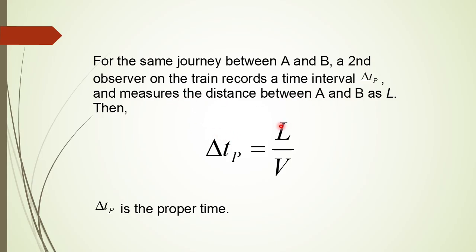Then he measures the distance between A and B. The distance he measures is L. But he also knows that relative to him, the ground is moving at relative speed V. So the time that he measures will be the length that has to be traveled divided by the speed at which the ground is moving away from him.